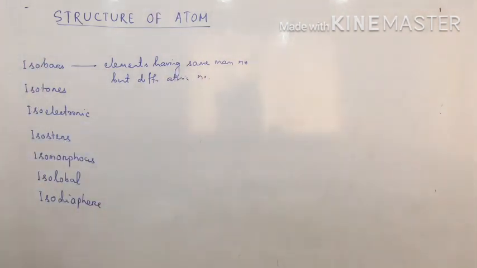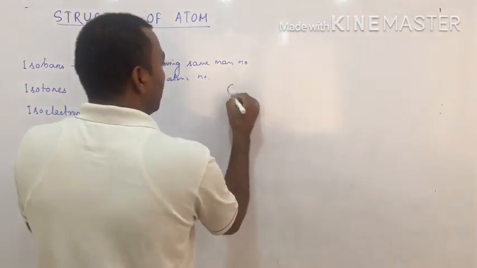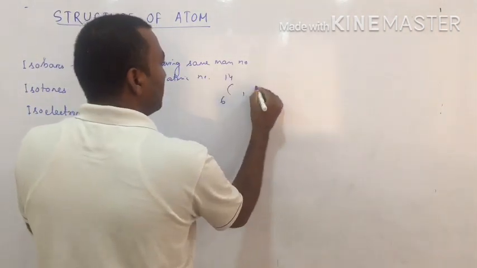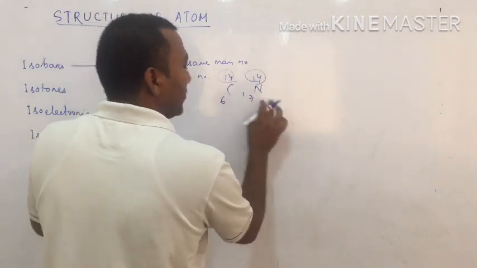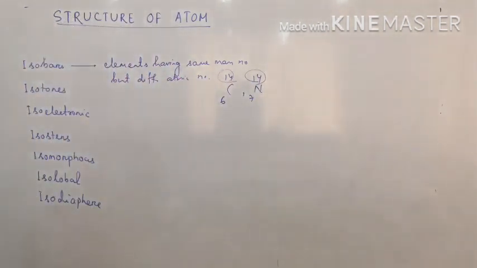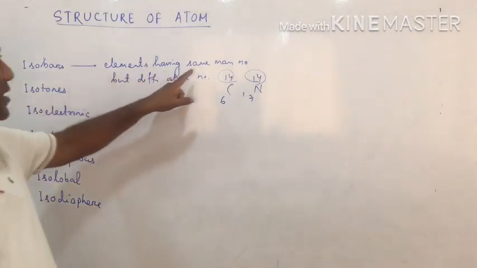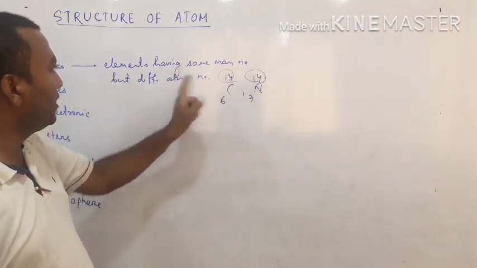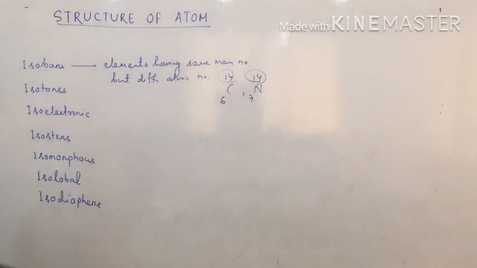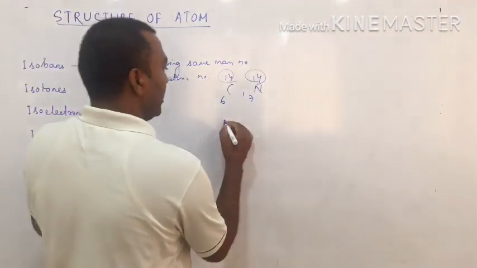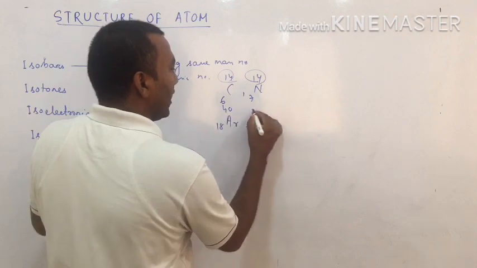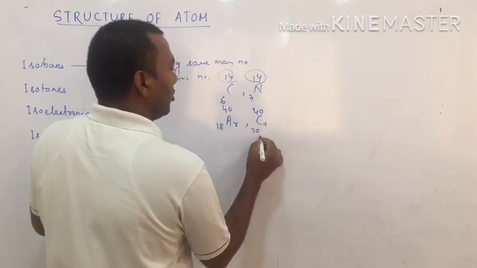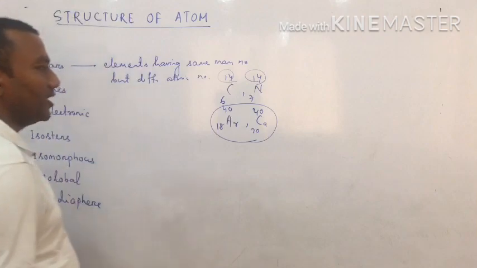Here you see, suppose one example, carbon-14, nitrogen-14. So mass numbers are the same but atomic numbers are different. So that's why elements having the same mass number but different atomic number are called isobars. Similarly you see, argon 18-40, calcium 20-40. So these are what? Isobars.